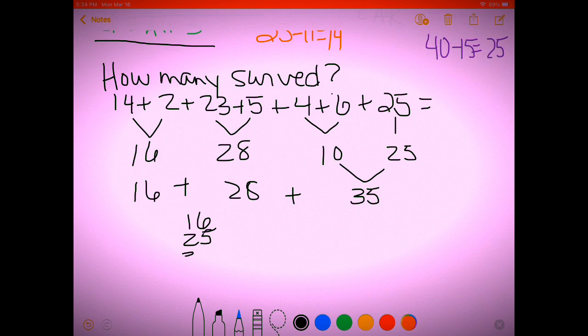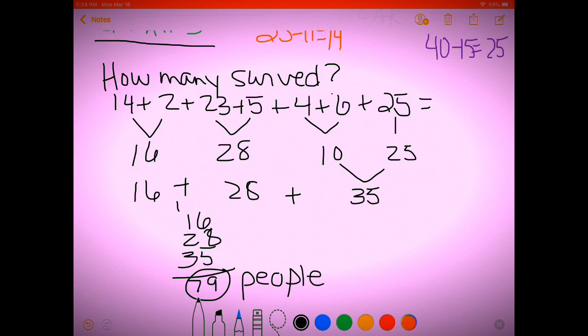Let's erase that. 28, and then 35. So we have 6 and 8 is 14, and 5 is 19. And then 3 and 2 is 5, and 1 is 6, and 1 is 7. So there were 79 people who were surveyed or asked that question. Okay, so that's how we're going to do those Venn diagram problems.